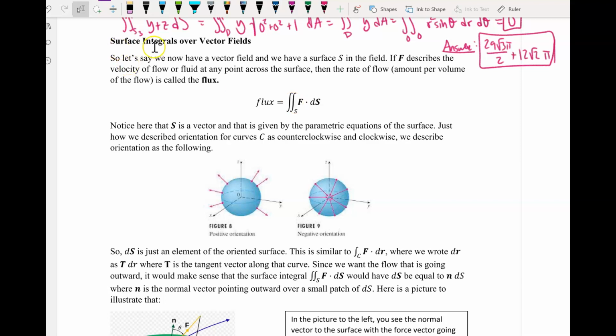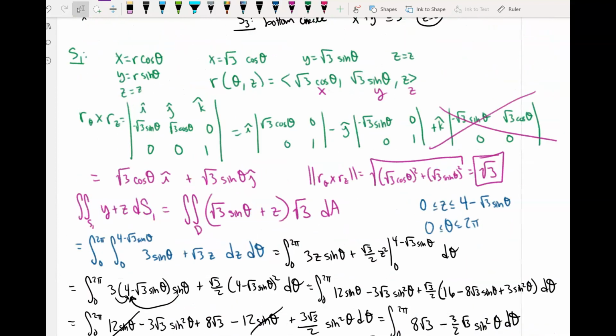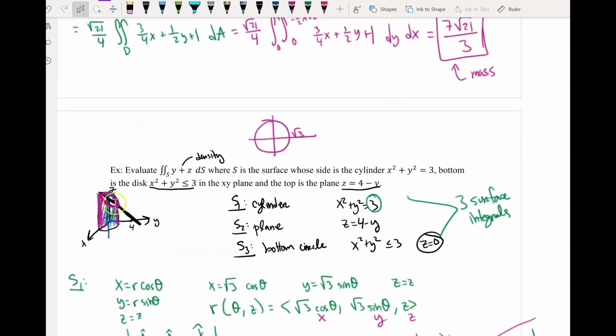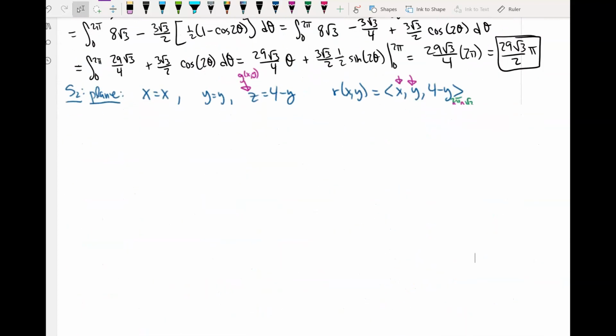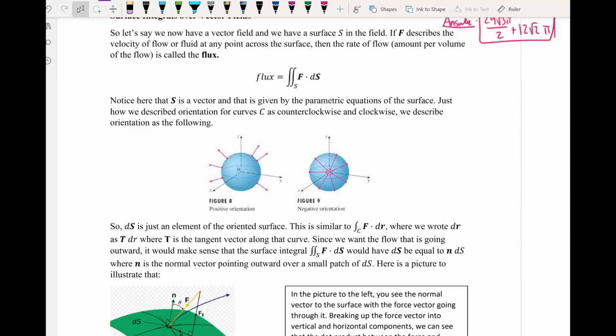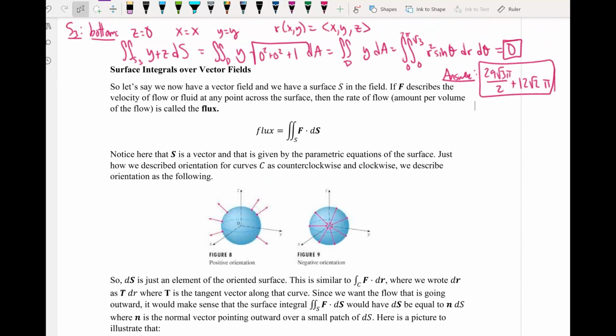All right, so let's take a look at surface integrals over vector fields. Now, instead of looking at this piece in three dimensions and trying to figure out the mass of this thing, we're going to apply a vector field and see exactly what that is. You can think about the analog of curve integrals or line integrals when it came to vector fields. We were looking at work. So here is a little bit different.